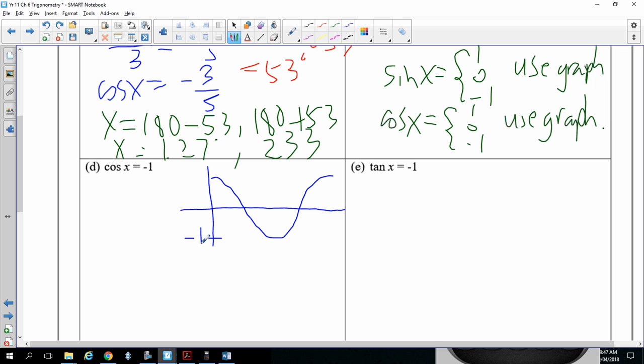Now, what if tan x is negative 1? This one, you don't use the graph. That's not a boundary angle. So you have to do it normally. So when tan is negative, it's in the second and fourth quadrant, right? And then we'll find the related angle, and then work out the answer, okay?